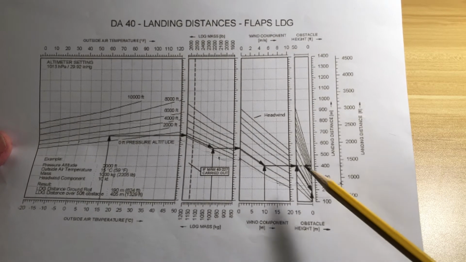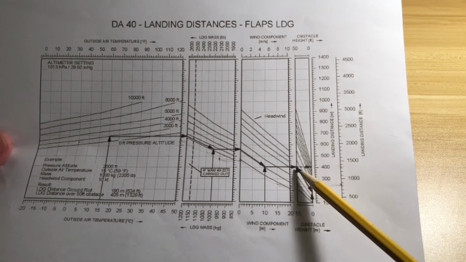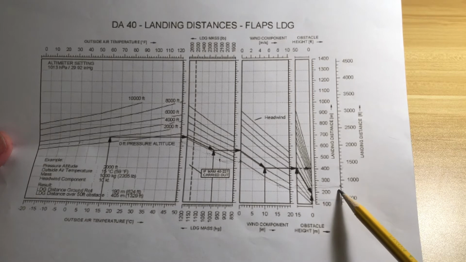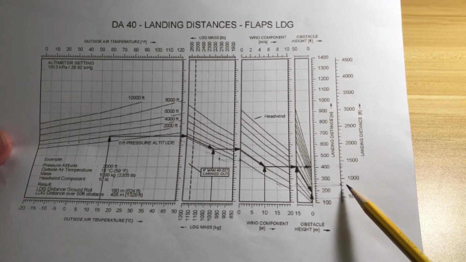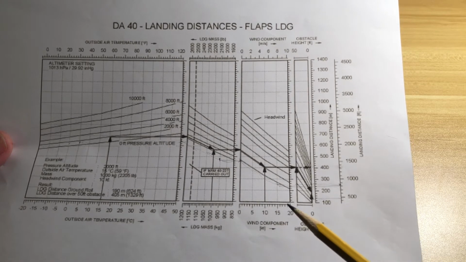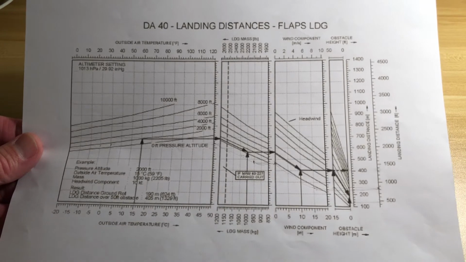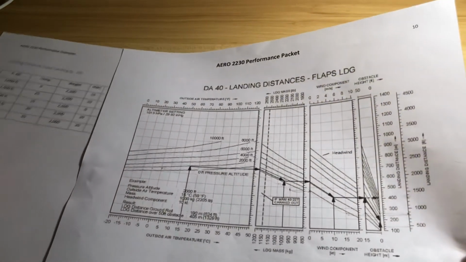Now to get our ground roll, which is the lower number, we would go from the same point and follow these lines down and then to the right to get our ground roll, and that looks to be about 750 feet. And that corresponds approximately to the answer given in the example. So now let's look at the first problem that we're given in our performance exercises.